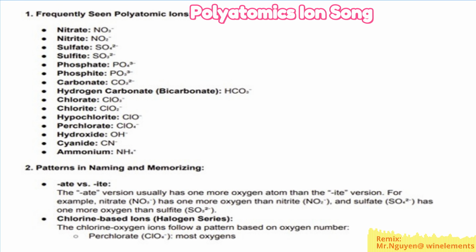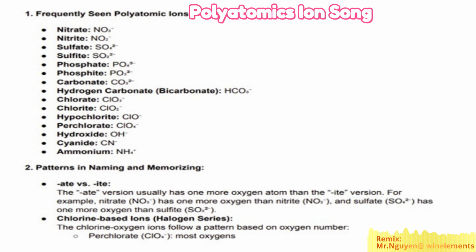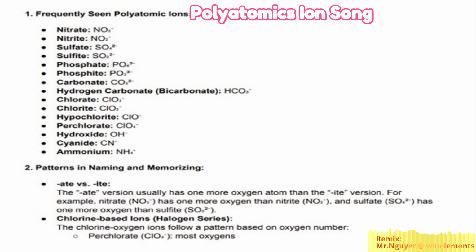NO3 negative nitrate, NO2 negative nitrite, SO4 2 negative sulfate, SO3 2 negative sulfite, PO4 3 negative phosphate, PO3 3 negative phosphite, HCO3 negative is bicarbonate, hydroxide, OH negative, don't hesitate. ClO negative to ClO4 negative, it's all clear. Polyatomic ions, no more fear.